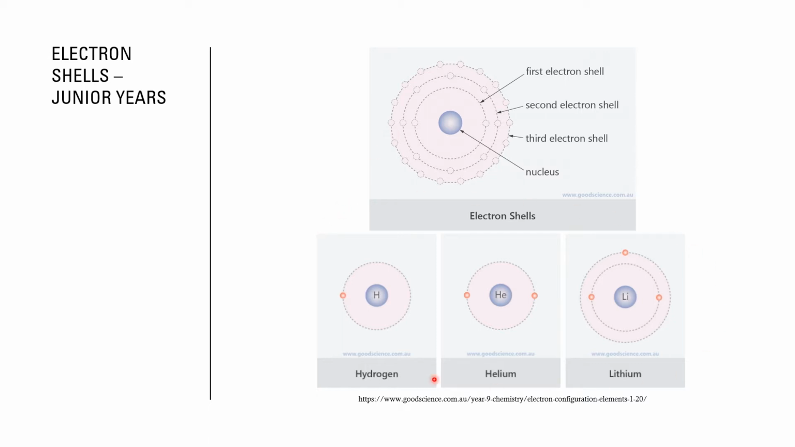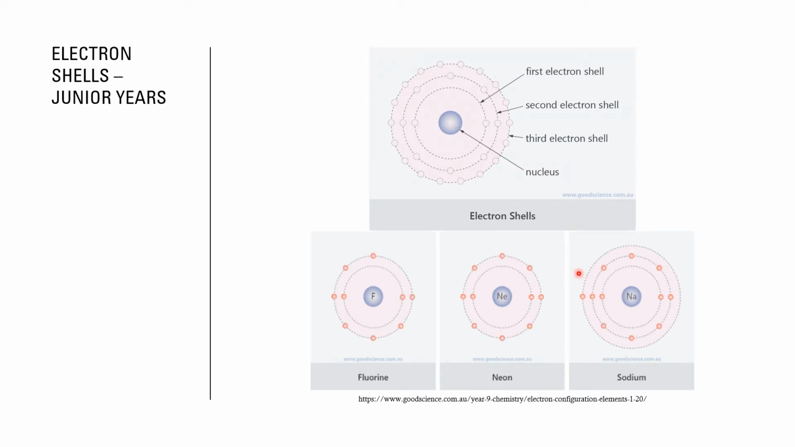And that is shown here as we start moving through the periodic table. Our first element, hydrogen, has 1 proton and 1 electron. Our second element, helium, has 2 protons and 2 electrons. And our third element, lithium, has 3 protons and 3 electrons. But that third electron ends up having to go on our second shell because the first one is full.